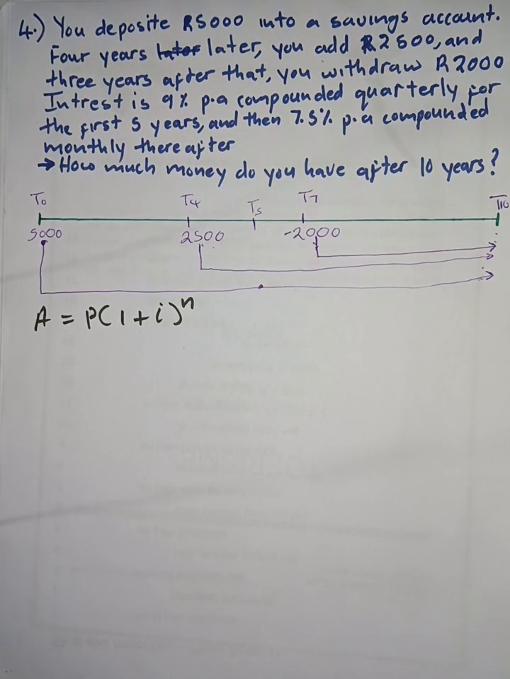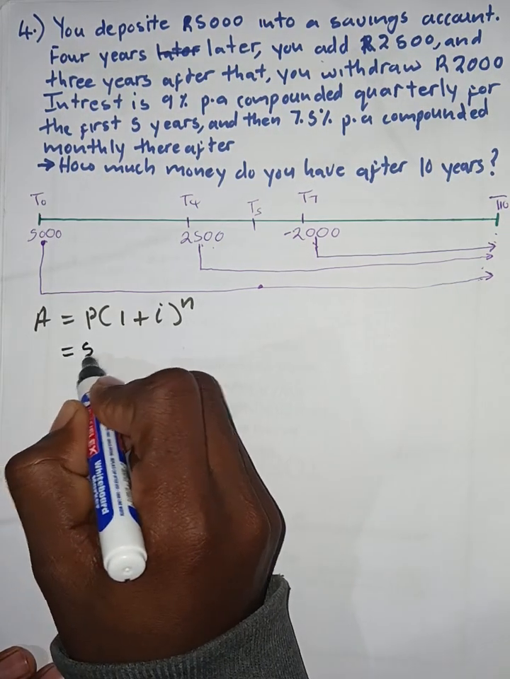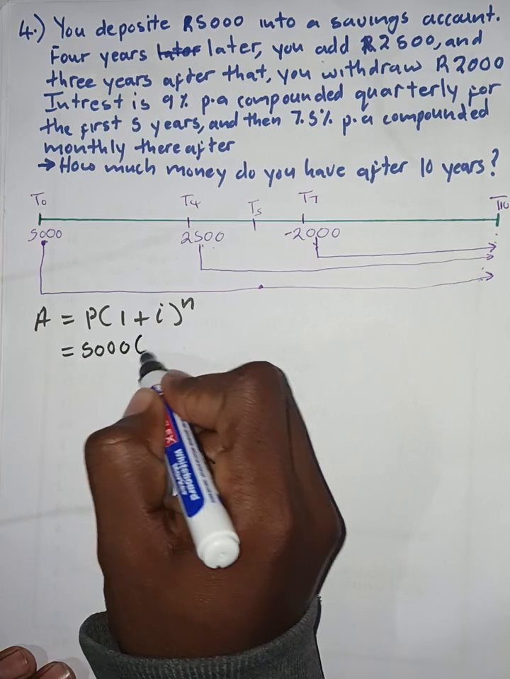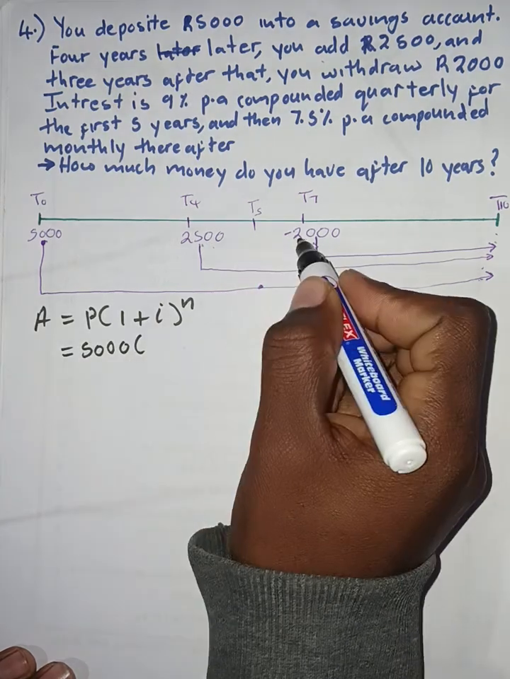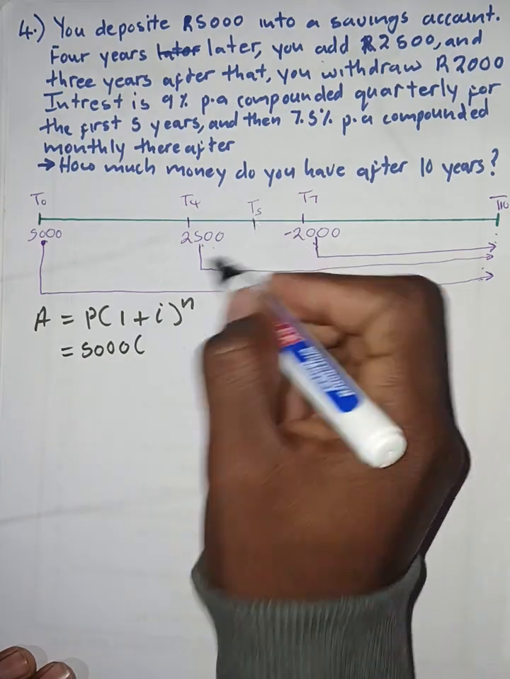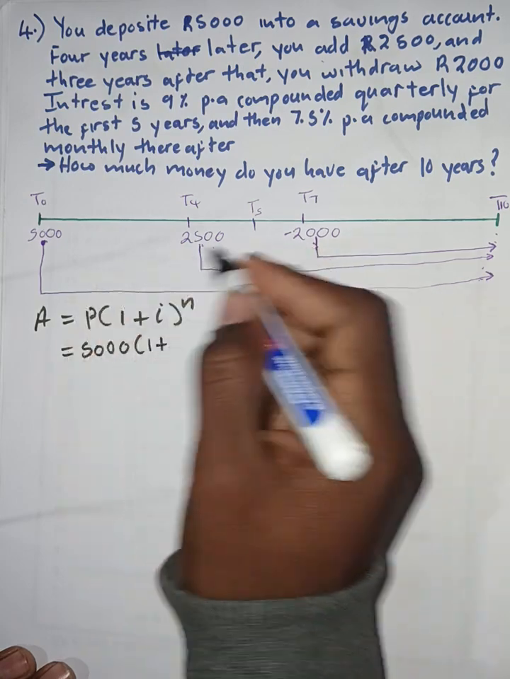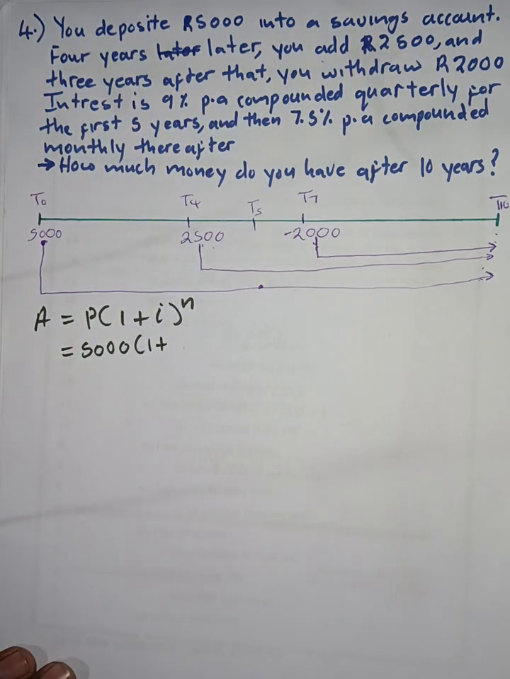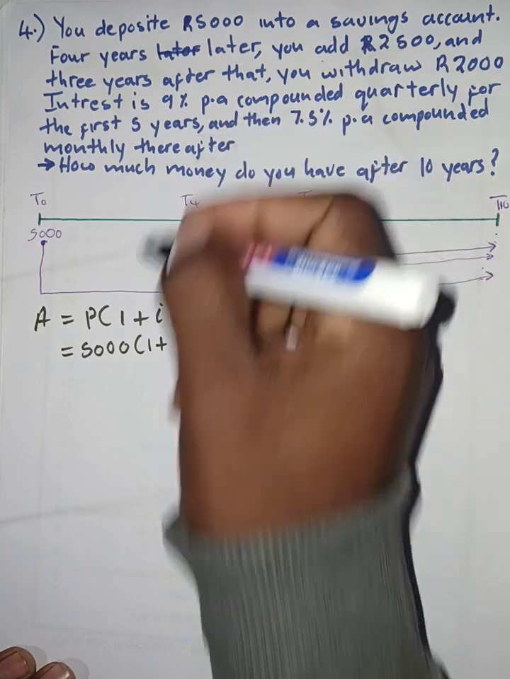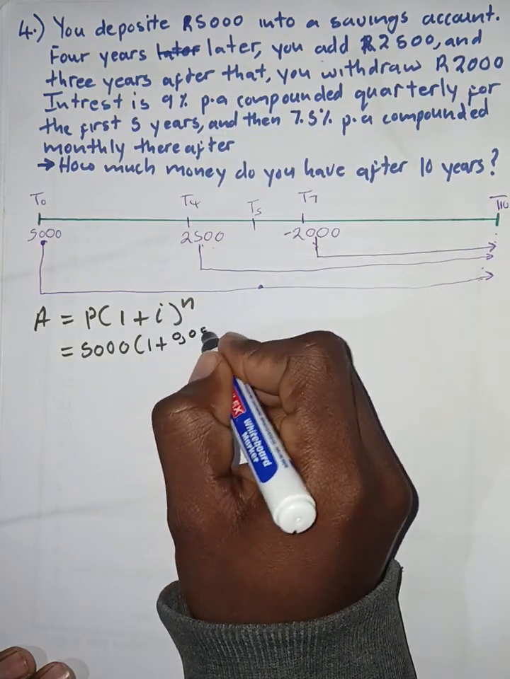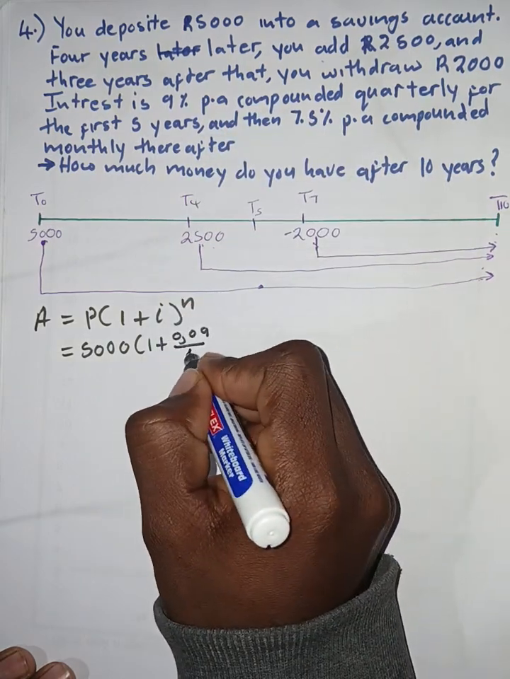So this is what you would do. I'm going to take that 5,000. I'm going to find out how much it will be worth at T5. So that would be 1 plus, now remember, for the first 5 years it was compounded quarterly at 9%. So this would be 0.09, all of that divided by 4.